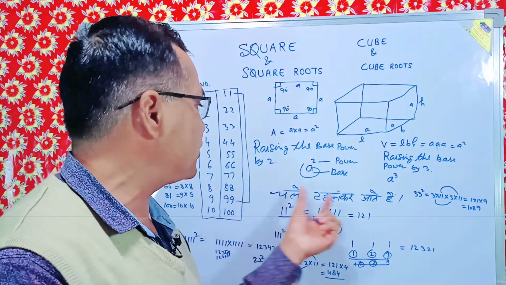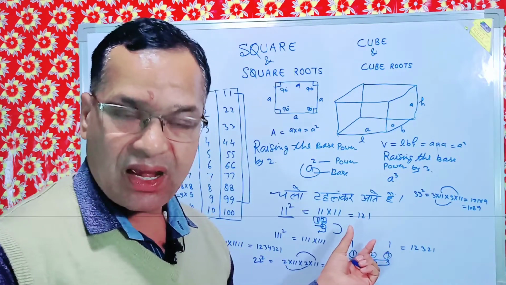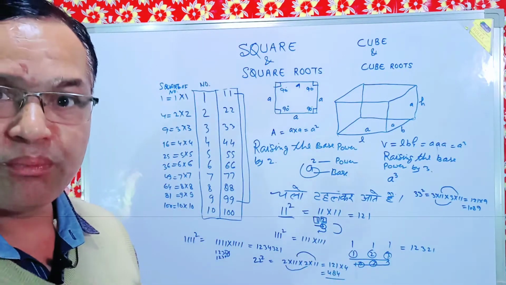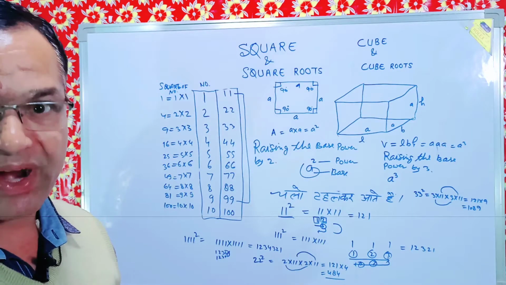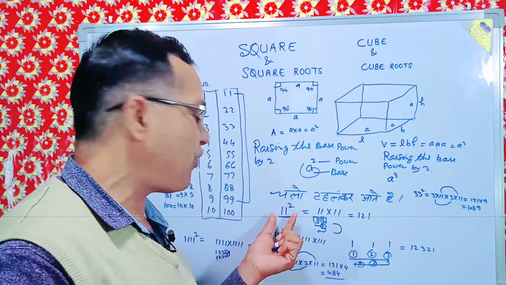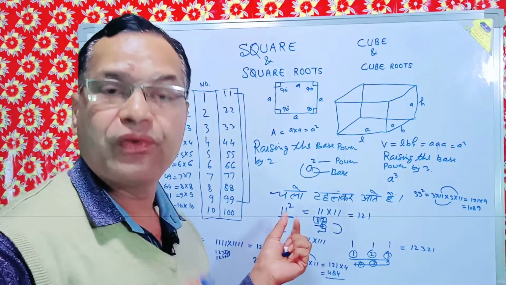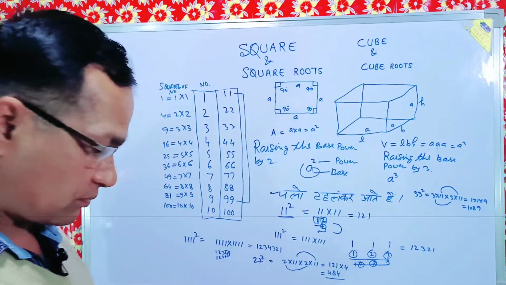Here we can use this "let's go for a walk" concept very easily, and this is the quickest way to find the answer for numbers which are in the form of 11 or multiples of 11 only.